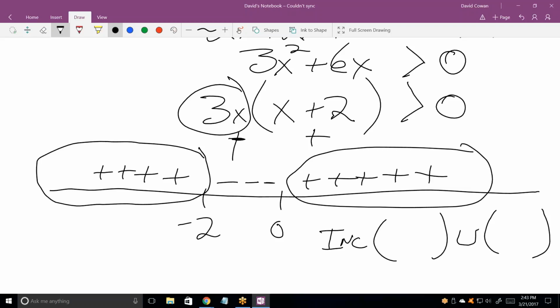Below negative 2. Do you use interval notation? So it would be negative infinity to negative 2, with parentheses, not brackets. Where else? 0 to infinity. Okay. How about decreasing? Negative 2 to 0. All right. What else did they want to know?